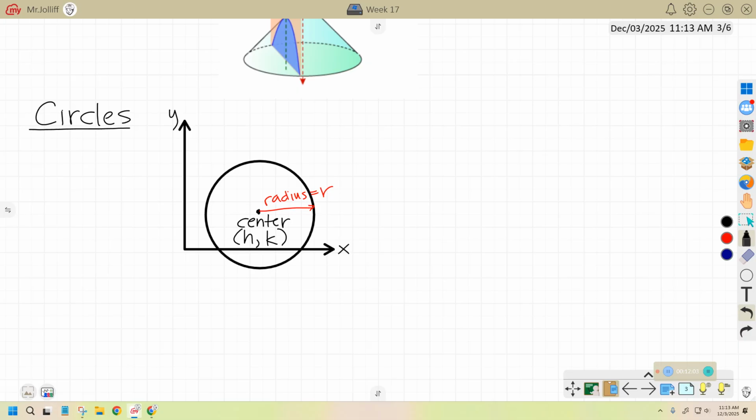H and K are those letters that we use to take a function and slide it around the coordinate plane. H moves it side to side, K moves it up and down. So our default circle starts at the origin, its center is at 0, 0. H and K then move that center side to side and up and down. Good. The formula for a circle, formula not function, is (x minus h) squared plus (y minus k) squared equals r squared.